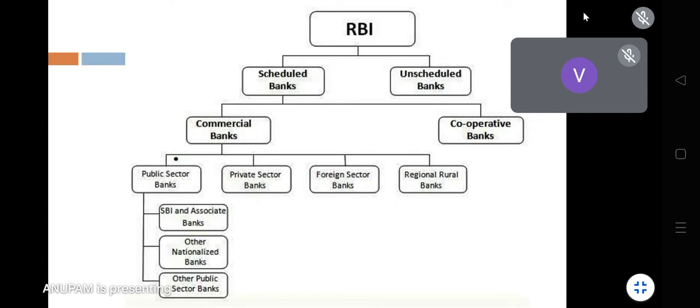Okay. So now are you clear about all these types of banks? Just now I explained. Or anybody has any doubt in this? You can ask now. All are clear, huh? Hello? Yes, sir. Clear, huh? Okay. Then somebody tell me, what is the difference between private sector bank and foreign sector bank? Anyone? Just now only explained.